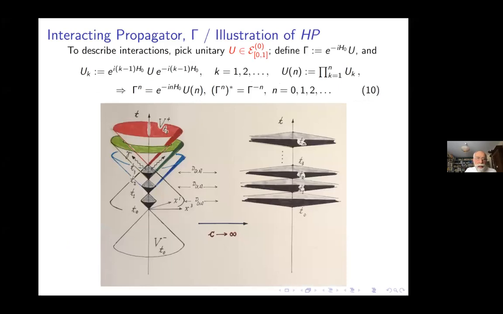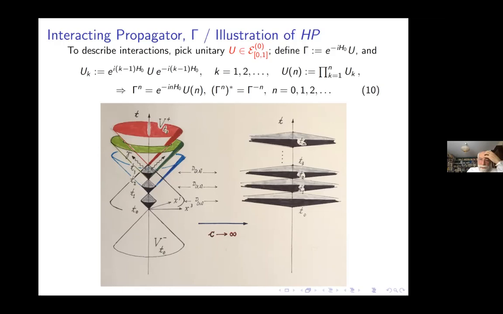So I now want to introduce interactions between the atom and the quantized electromagnetic field. And here it is. I pick a unitary operator in the algebra E sub 0,1. You see, E sub 0,1 consists of all field operators that are located in this lowest space-time diamond that sits between time t0 and time t1.